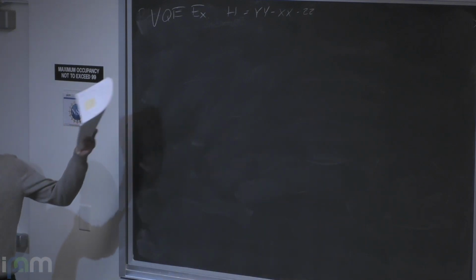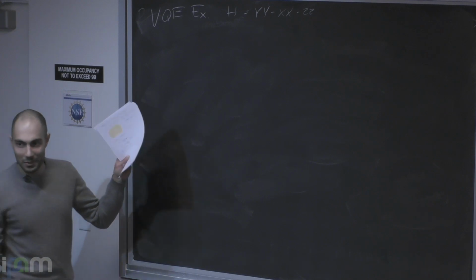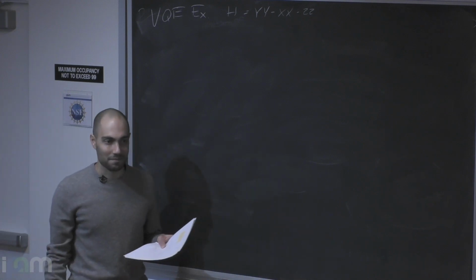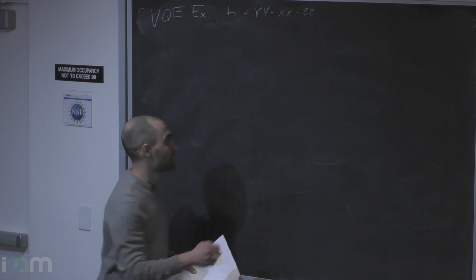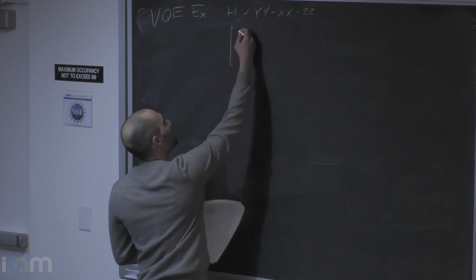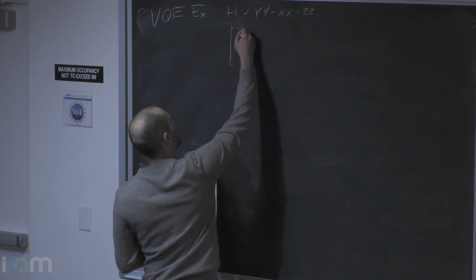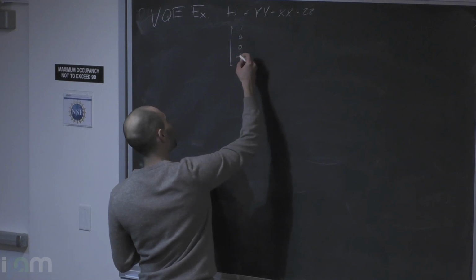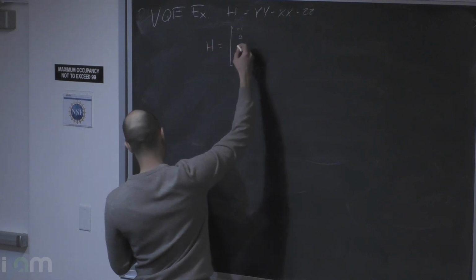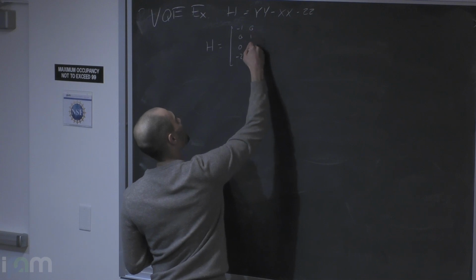Does anyone know what the ground state of this is? Or want to venture a guess? Let me write the matrix out and then maybe people can take another guess. -1, 0, 0, -2. So our h is this. 0, 1, 0, 0.